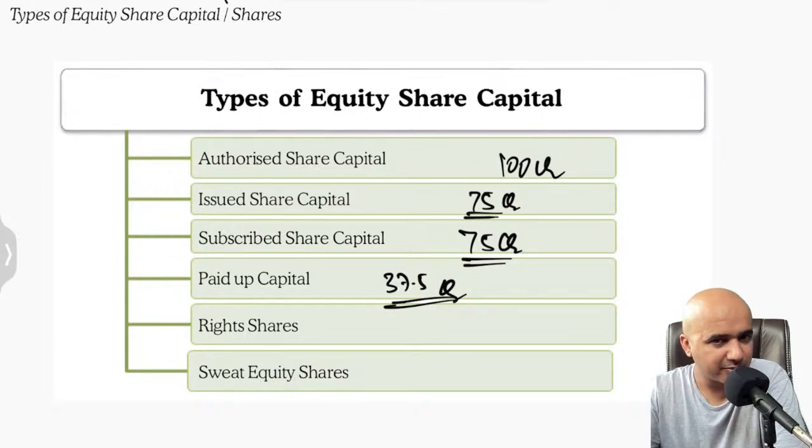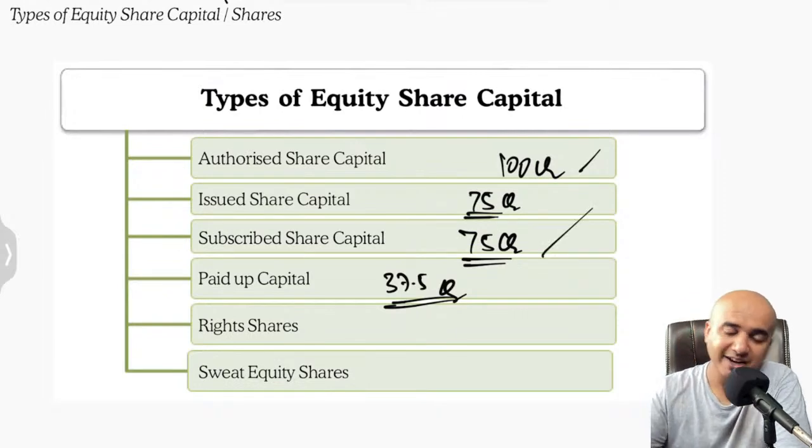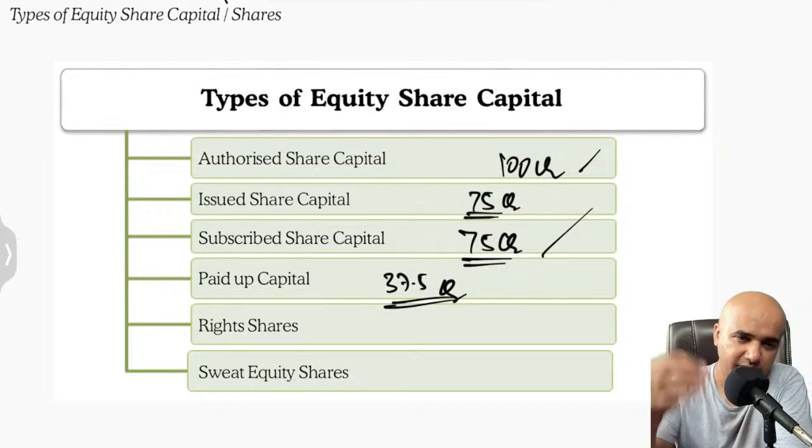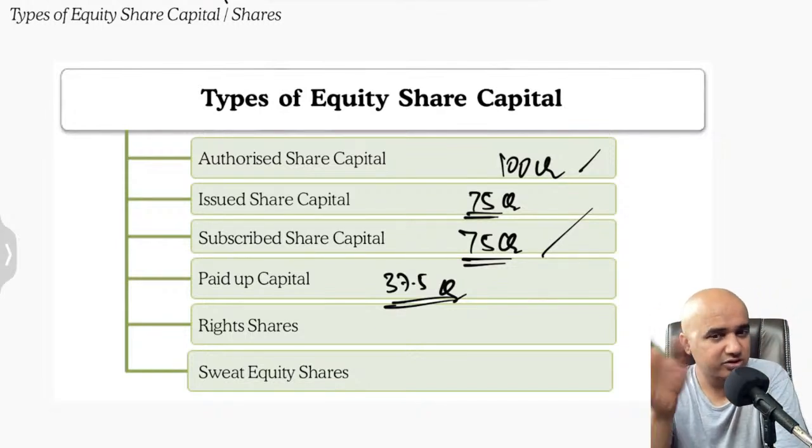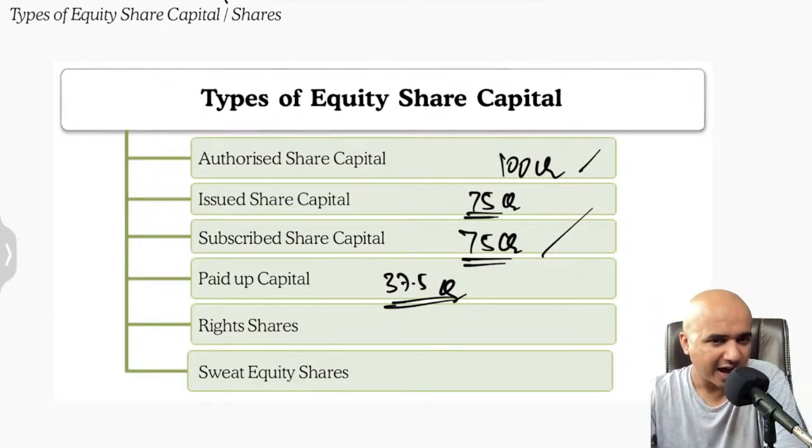So what is the authorized capital? Maximum amount of capital which a company can raise. Then we have the issued capital which the company has actually issued to public for them to subscribe. If public subscribes for the entire amount, then it will be called subscribed capital. And in that there will be paid up capital, meaning how much the company actually wants right now. Right now I only need 37.5 crores. That is the amount which the shareholders have paid. Unpaid would be the remaining 37.5.